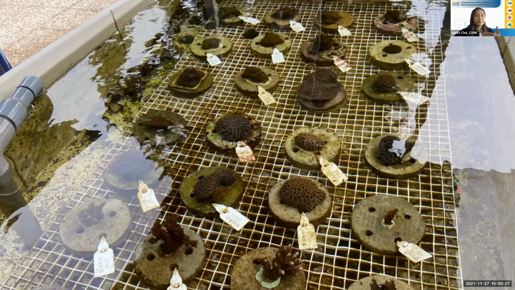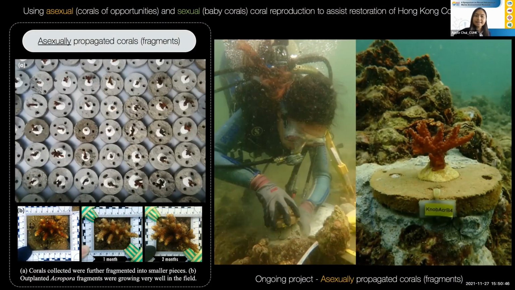We then further fragment them into smaller pieces, because sometimes when you bring them back to the lab, they're really large or not that healthy, like the whole fragment. So we further fragment them into smaller pieces and then grow them in our coral nursery, allowing them to recover. And eventually we take them out to outplant onto our previously degraded sites, our target restoration sites.